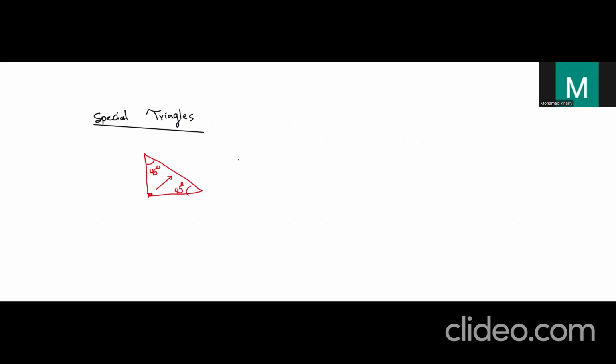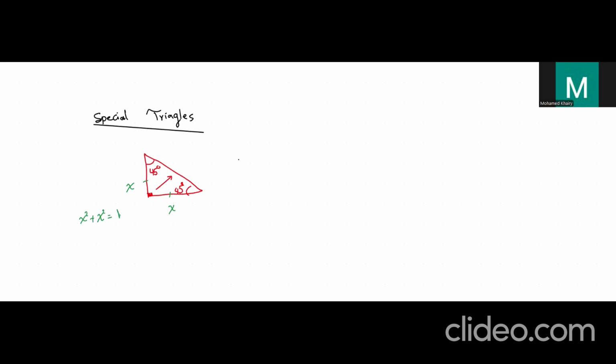So this is 45 and 45. So that means those sides are congruent, right? So let's say this one is x and that one is x. So how can I get the hypotenuse using Pythagorean theorem? Pay attention that we will not use Pythagorean theorem anymore later on. But for now, it's going to be x squared plus x squared equals hypotenuse squared, right?